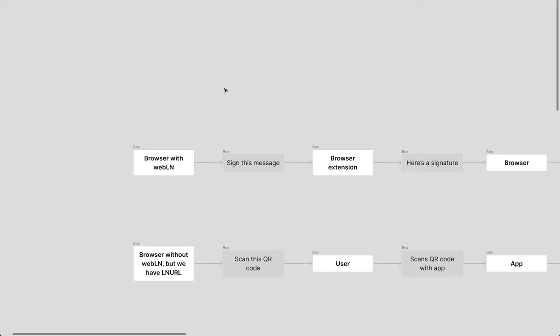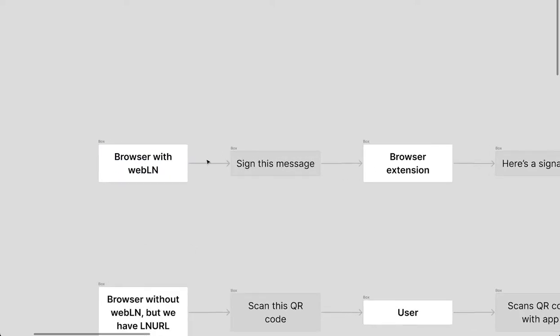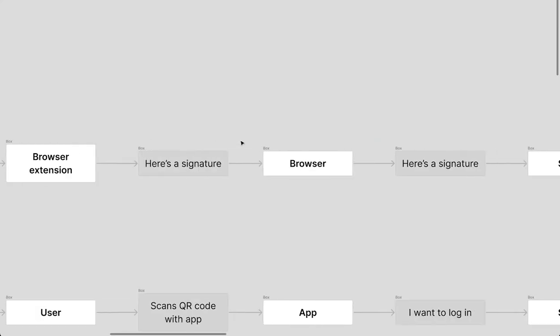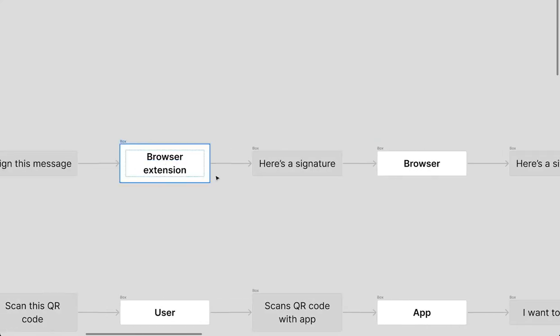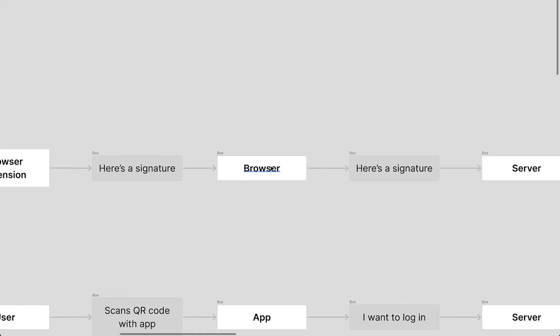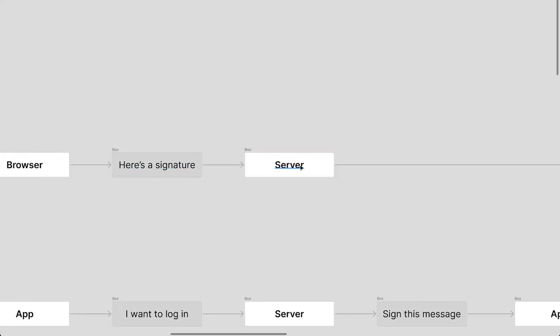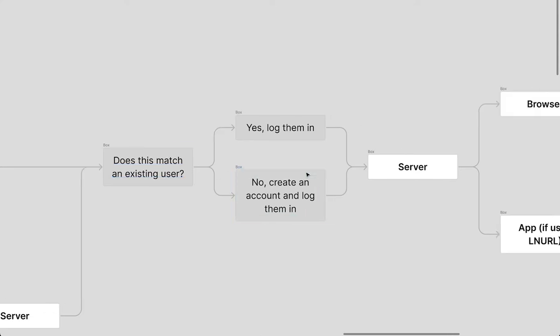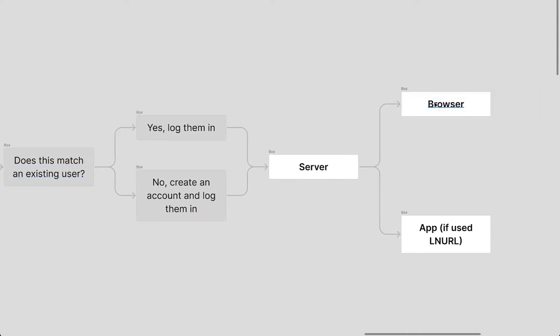So when you want to log in or sign in with Bitcoin and your browser supports the standard called WebLN, then the browser says, hey, browser extension, sign this message. The browser extension does it, sends a signature back to the browser. The browser sends it to the server, and the server then says, okay, does this match an existing user? If yes, okay, we'll log them in. If not, then we're going to create an account and log them in. And then the server can update the browser and say, okay, you're logged in now.